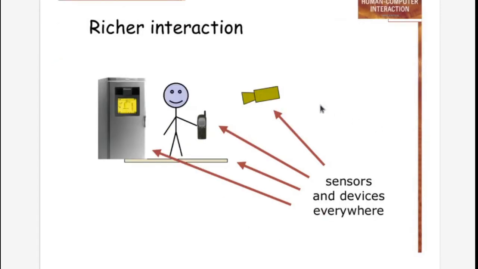Richer interaction, yes. Now, for example, with our fridge, by the internet we can control our fridge, or by camera we can control the fridge, or by using phones, by using controlling systems, we can control these things. It means now interaction is very rich. We have the sensors, we have the devices everywhere.